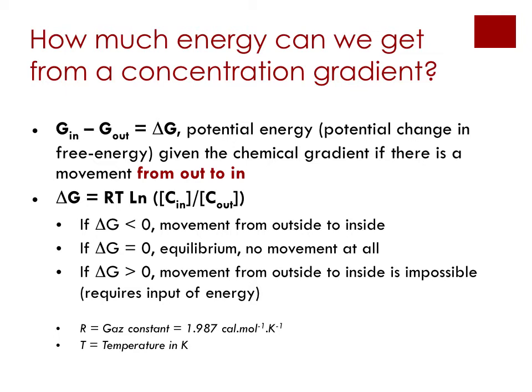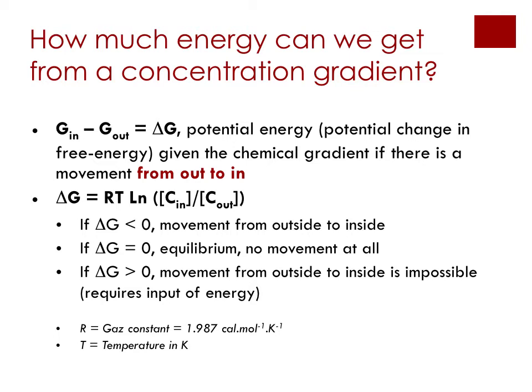So if delta G is negative, it means that when the movement occurs from outside to inside, it can release energy, so there will be less energy at the end of the movement than at the beginning. So the release of energy means that it can occur spontaneously as long as a door is open in the membrane and will allow the flow of solute from outside to inside.